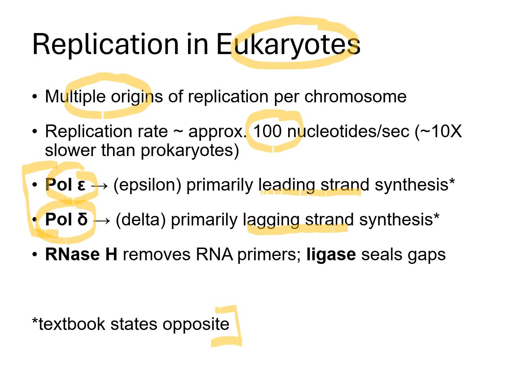Notice that the book states the opposite, but this is based on the most current research, and if things change, I will come back and edit this video and send out a notice. Finally, we have RNase H. This is going to be removing the RNA primers, in contrast to bacteria where we had DNA polymerase 1. And here we also have a ligase in eukaryotes to seal gaps.